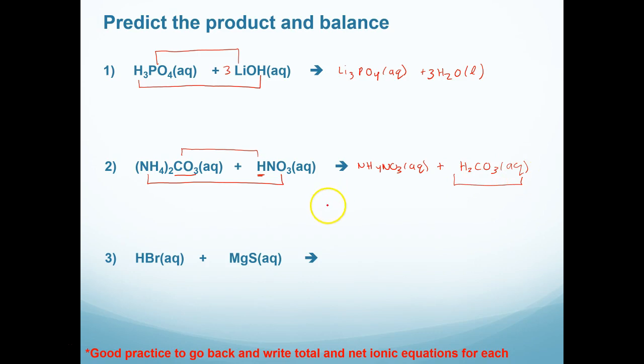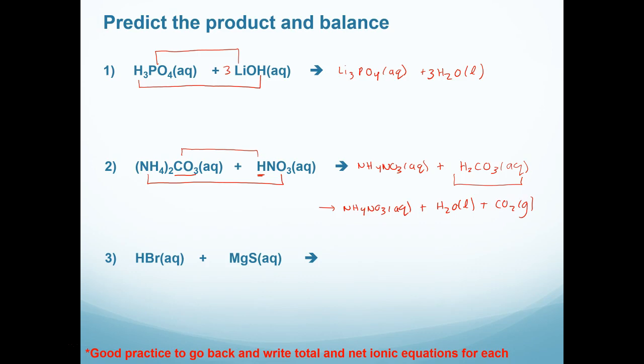So what I really get is ammonium nitrate, that's aqueous, and I get water, liquid, and carbon dioxide, gas. So I will leave this to you to go ahead and balance, right? And again, good practice is going back and writing the total and the ionic equations.